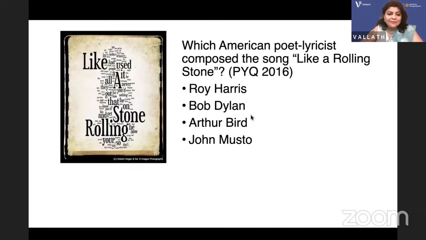Can you read, please? Okay, so it's a PYQ again. Which American poet lyricist composed the song Like a Rolling Stone? Roy Harris, Bob Dylan, Arthur Bird, or John Musto? He is very famous. Dear friends, we know only one poet lyricist. It is Bob Dylan. Poet who wrote songs. American. In England, we know Robert Burns. So this must be Bob Dylan.